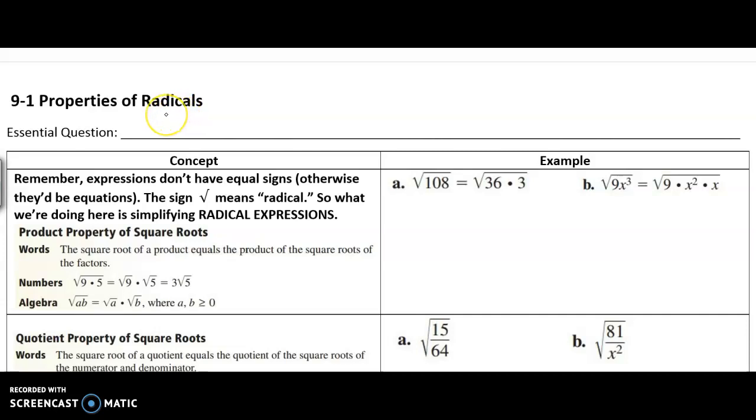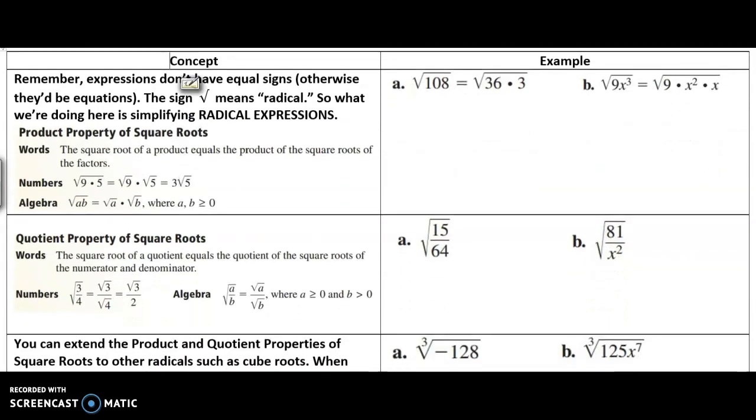This is 9-1, Properties of Radicals. No essential question, we'll just jump right in.